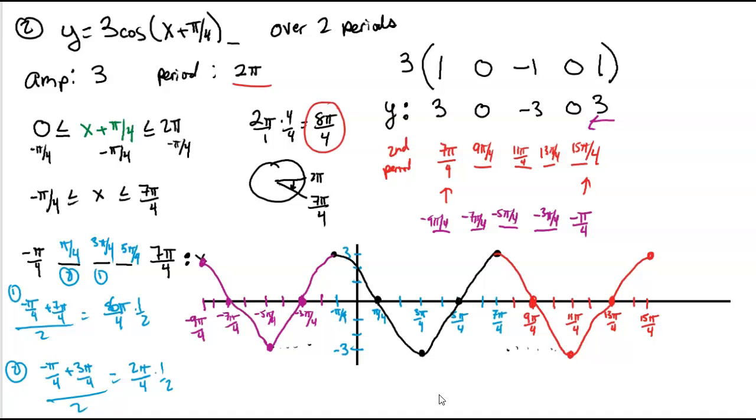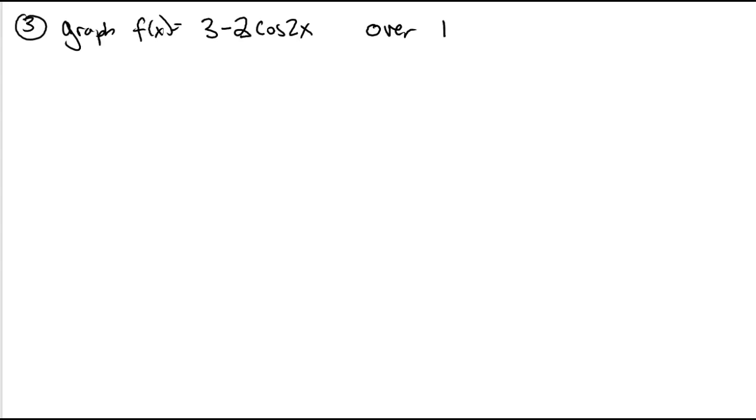All right, let's try one more graph, because we haven't seen one with a D value yet. So third example, this will be our final example. Let's say graph f of x is equal to 3 minus 2 cosine of 2x. And for this one, let's just graph it over one period. If you want to do 2, we can do 2, and you can always check with me to see if your second is looking good. But for the most part, just 1 should be fine.